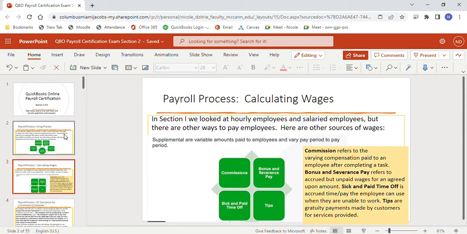In section 1, we looked at hourly employees and salary employees, but there are other ways to get paid. Here are other sources of wages. So these are supplemental and varying in amount, and there may be unconditional ways of getting payments, and that would be commission, which refers to varying compensation paid to an employee after completing a task. Usually it's sales oriented. Bonus and severance pay, we should all know what that is. Sick and paid time off, we should know what that is. And tips, which is gratuity payments made by customers for services provided.